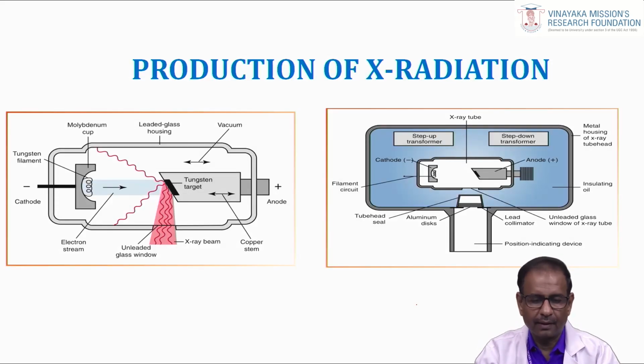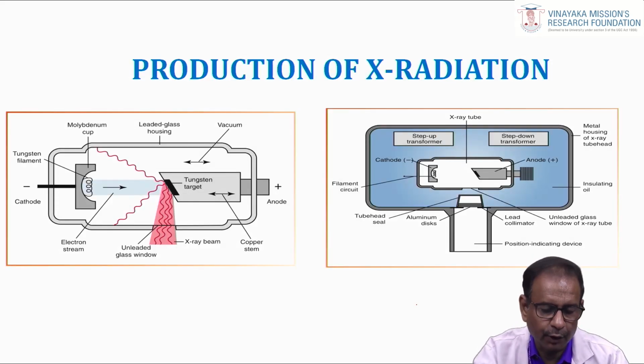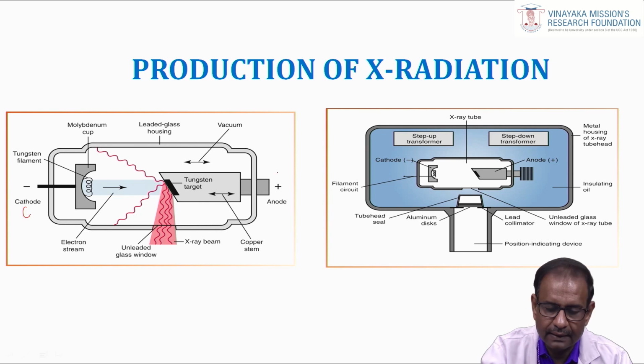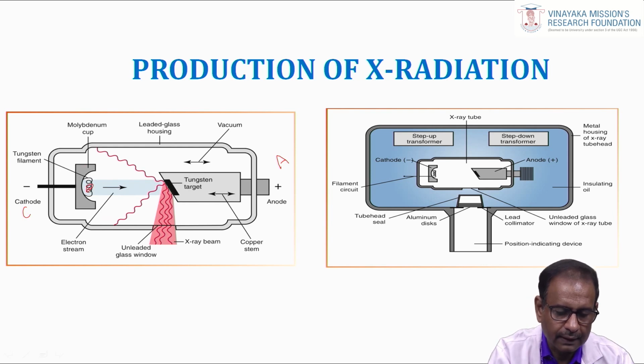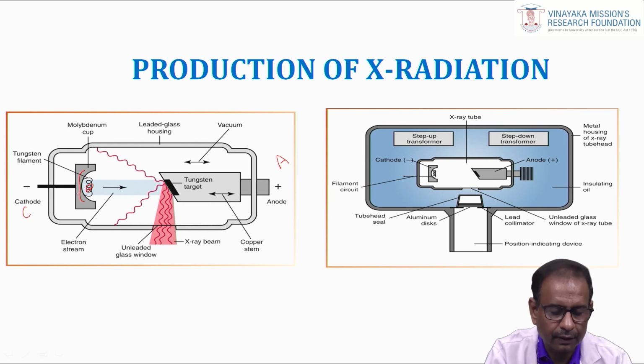So that is the production of X-rays. This is the whole picture of the X-ray tube, inside the tube. See, this is the cathode and this is the anode. Positively charged anode, negatively charged cathode. Here in the cathode there is a tungsten filament. This cup is the molybdenum focusing cup, negatively charged. It shapes the electrons into a sharp beam to hit the target.